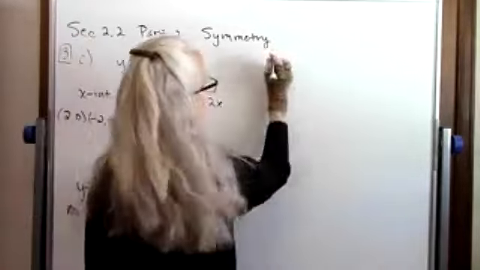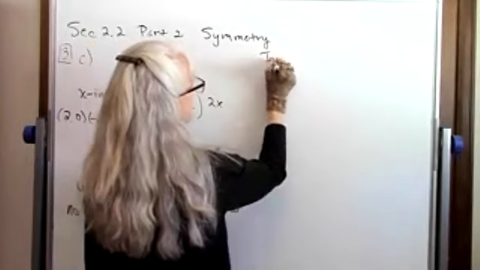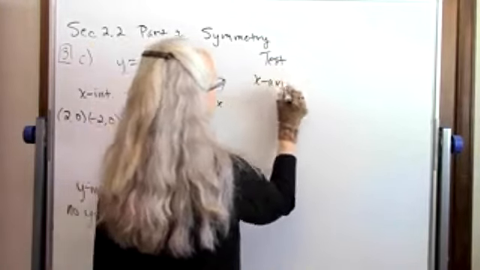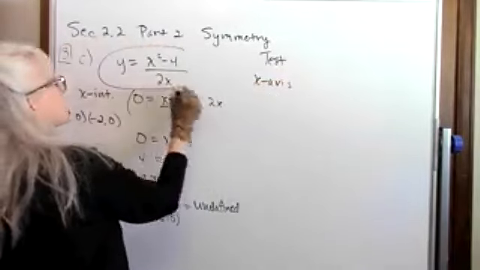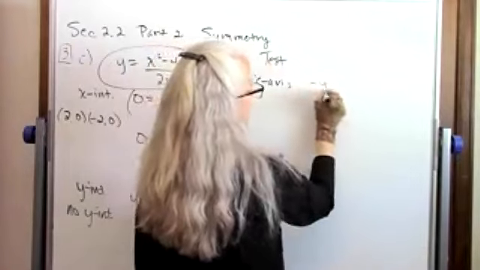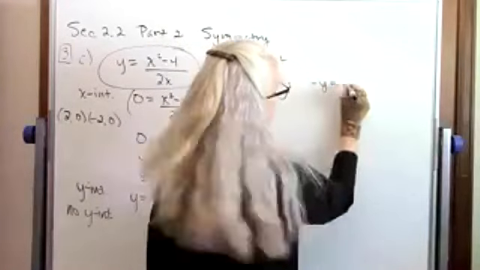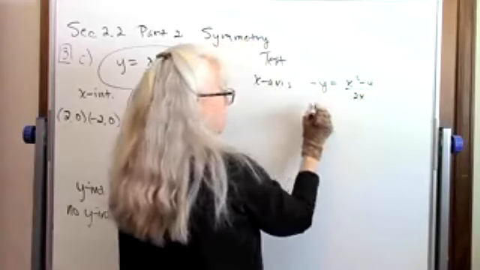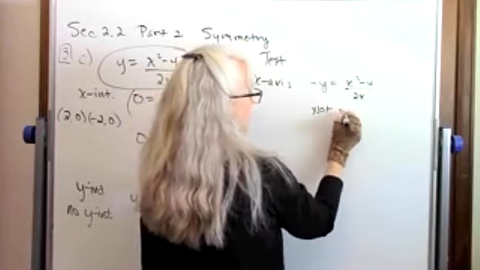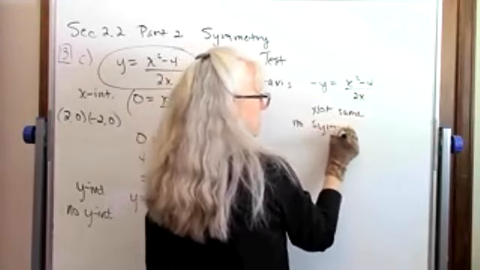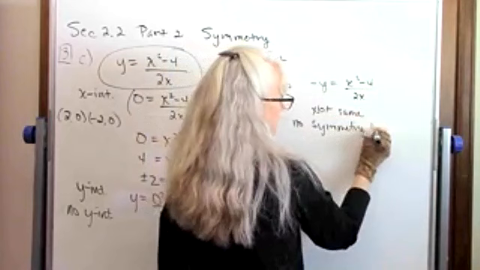Okay, let's test for symmetry. Let's do the x-axis first. Here is our original equation, so this is what we're going to compare to. We replace y with a negative y, so that would be negative y is equal to x squared minus 4 over 2x. That is not the same, which means no symmetry to the x-axis.